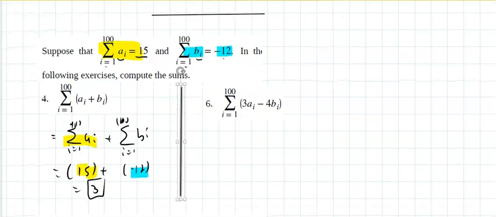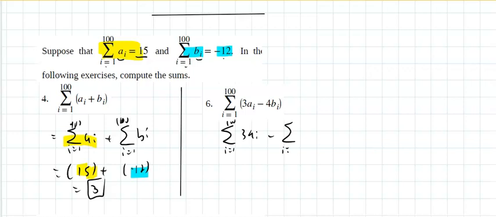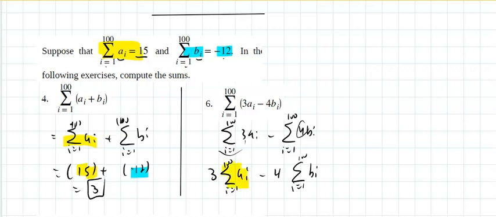If I'm taking this series, I could say that's the series i equals 1 to 100 of 3a sub i minus the series i equals 1 to 100 of 4b sub i. Based on the rules, I could move the 3 up front, and I could move the 4 up front because that's a constant according to those rules. And now simply replace this by the 15, replace this by the negative 12, whatever the outcome is, I'm done.